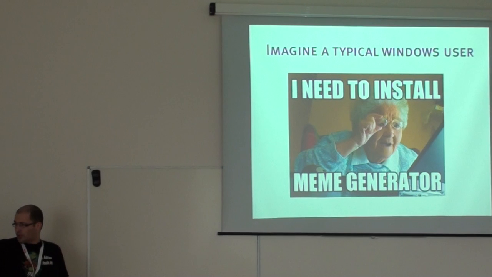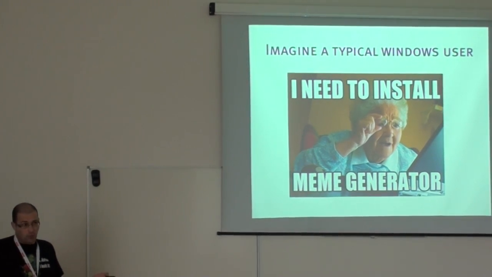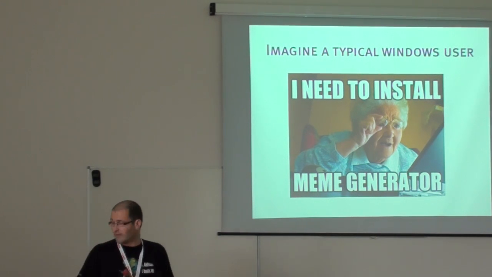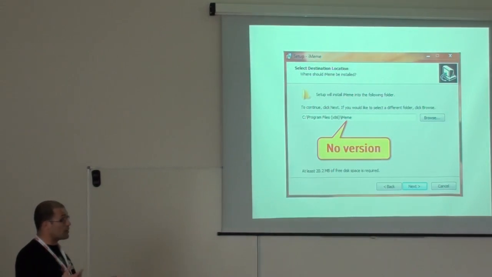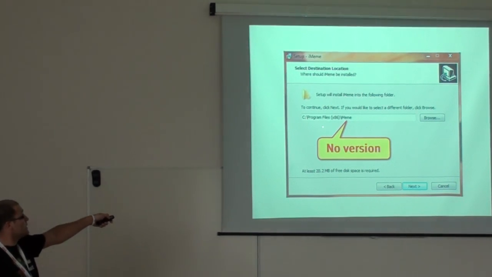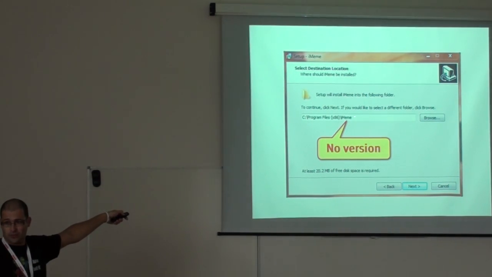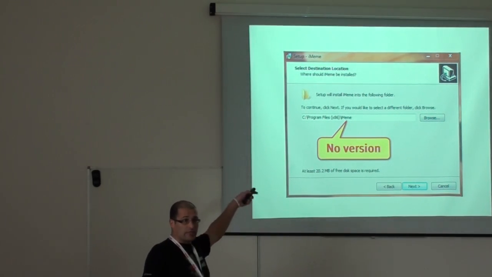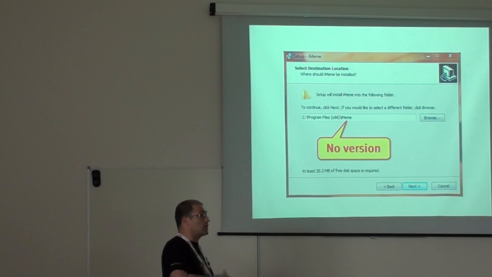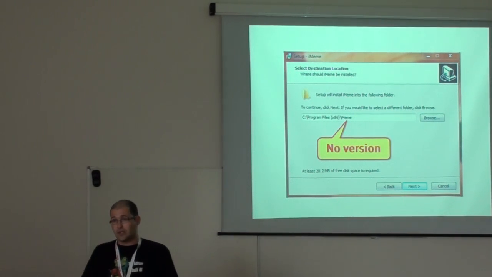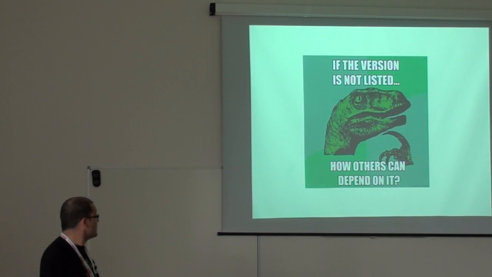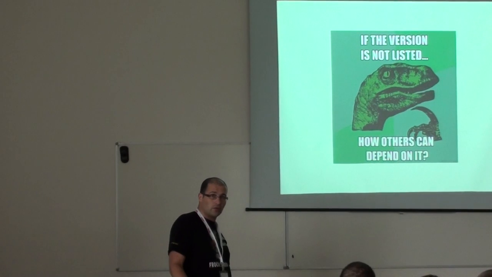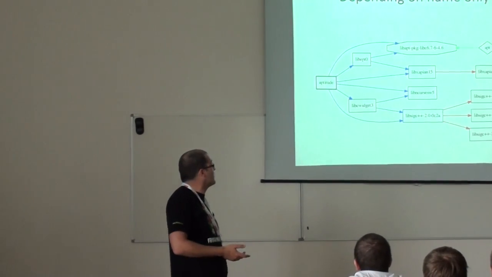Well, this is story number 3. We want to install some software in our operating system, be it Windows or whatever. And here, look, when we are going to install this software, it has no version in the installation method. So usually we don't care because this is self-contained software. It's not a module for anything else. But this is not always the case. Because if the version is not exposed, no others can depend on it, right? Or how can they know which version they depend on?